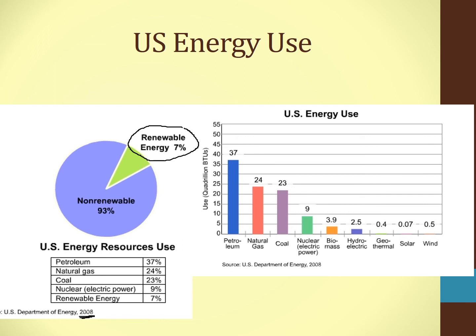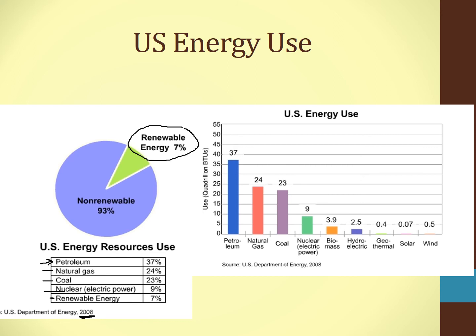Down below, you can even see a breakdown of those non-renewable resources and which ones we use the most. At the top, petroleum is 37%. That's the type of gas that we would put in our vehicles. That is the majority of our energy. But we do have natural gas, coal, and nuclear energy from our power plants. And then you can see the 7% renewable down at the bottom.